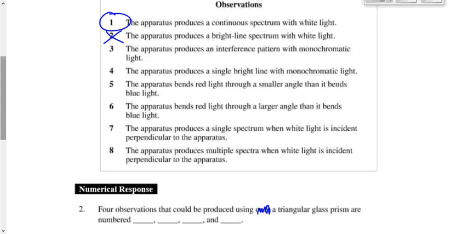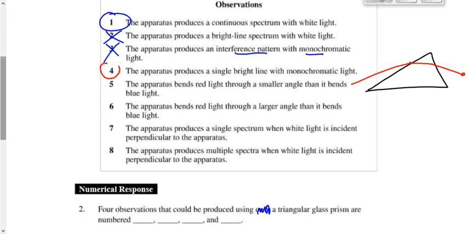Does a prism produce an interference pattern with one color of light? Does that produce an interference pattern over there on the wall? No, there's no interference pattern there. Does the apparatus produce a single bright line with monochromatic light? In other words, if I have a prism and I shine one color through that prism, do we get a single bright spot over here? Yes. Right, one color goes through, we get a single spot on the other side. The only reason we have multiple colors on that poster over there is because it's not monochromatic light going through, right? It's white light going through. The prism bends red light less than it bends the blue light.